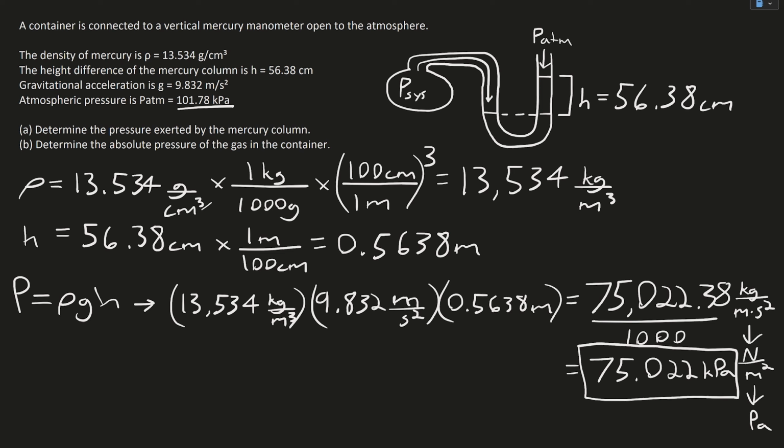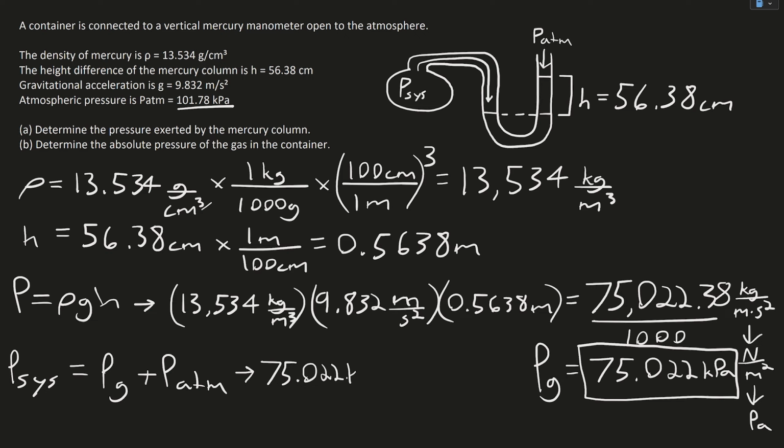Now for part B, to determine the absolute pressure of the gas in our container, which is the same as the pressure of our system, that is equal to the gauge pressure plus the atmospheric pressure. And this pressure over here is our gauge pressure. So the pressure of our system is equivalent to our gauge pressure of 75.022 kilopascals plus our atmospheric pressure of 101.78 kilopascals. Solving this, the pressure of our system, or the absolute pressure, is equal to 176.802 kilopascals.